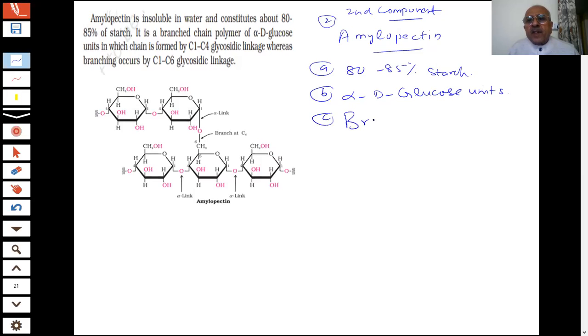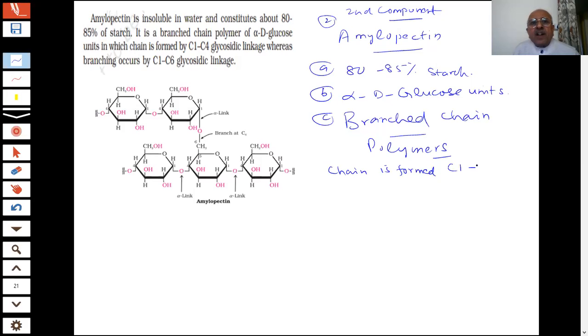Now this is a big difference. This question has been asked. That was unbranched. This is a branched chain polymer. Polymer means there will be a large number of small units. When I use polysaccharide, there will be more than 100 glucose molecules. Now this is a branched chain. First chain I have shown. Here the linkage is between C1 and C4. In the alpha D, it is a branched chain polymer in which the first chain is formed. The glycosidic linkage is at C1 and C4.